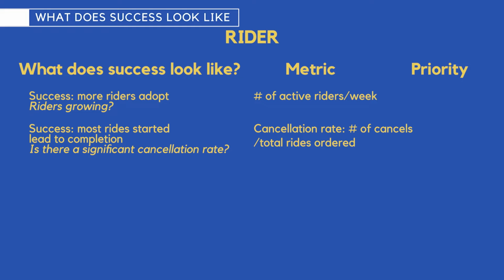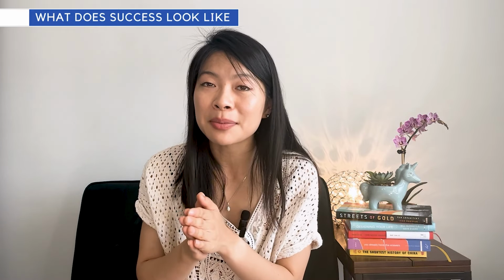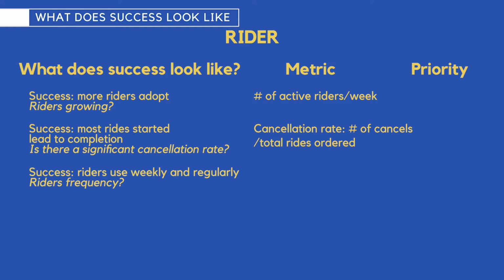As I mentioned, we want to see riders using the product weekly and at a common frequency. So that really defines success, because Uber as a transportation product is something that should be expected to be used on a weekly basis. And we want to be one of the key transportation apps that people are using. So a question here I would be asking is, what is the frequency of riders? And the metric that would help me answer that question is the number of average rides ordered per user per week.